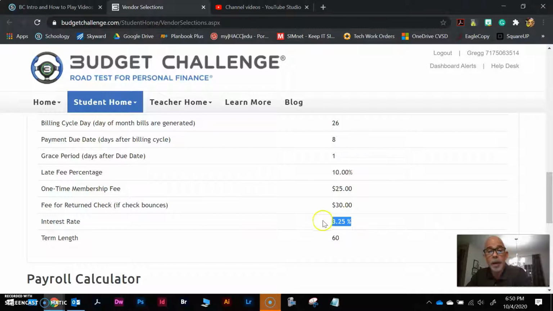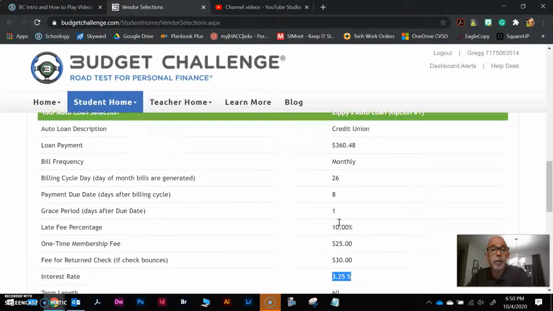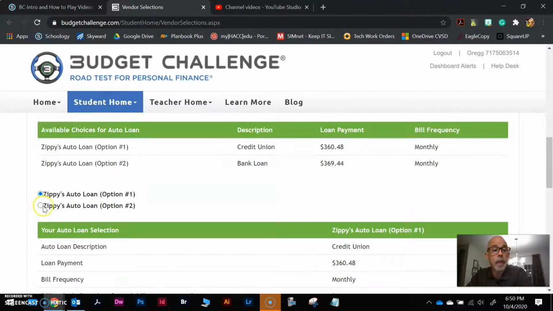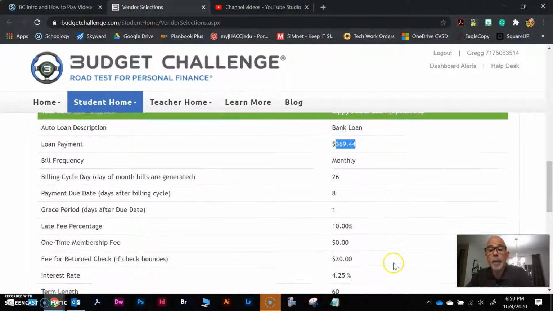So if my rate is significantly lower here compared to the bank, I probably would do that. I'm assuming option number 2 is maybe with the bank, which it is. A little bit higher on the monthly payment.